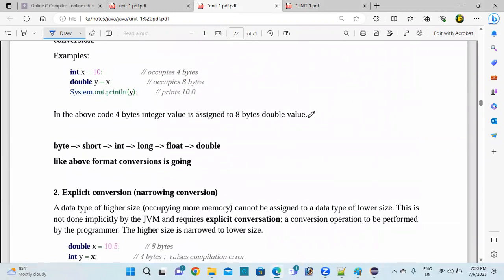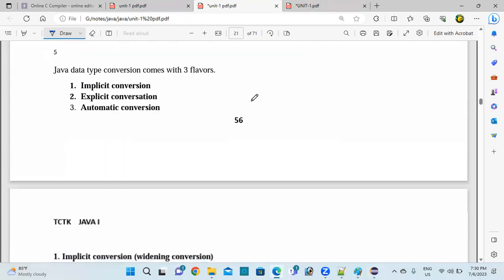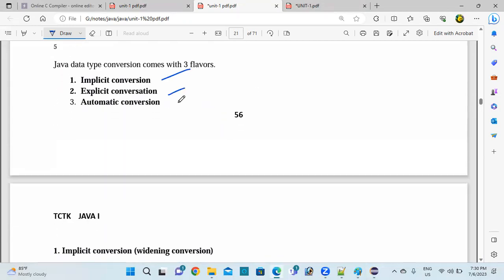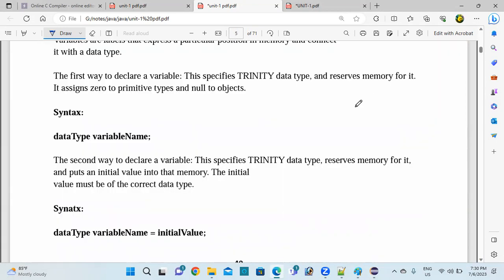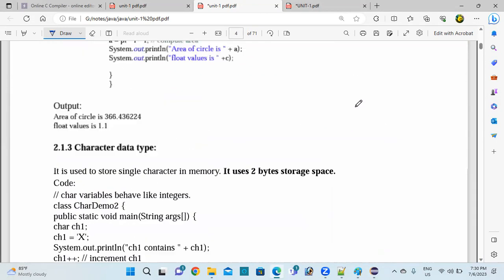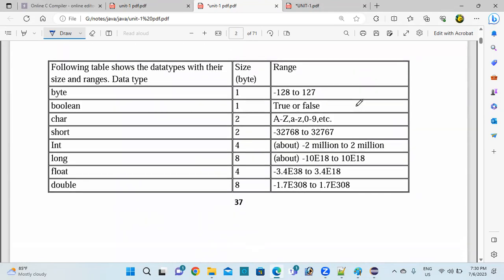Now, see: implicit type conversion, explicit type conversion. If you go to the beginning, this is page number 22, right? Here we mentioned the size of every data type. Byte size is 1 byte. Boolean size is 1 byte. Character size is 2 bytes. Short size is 2 bytes.